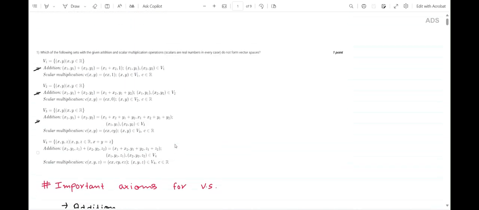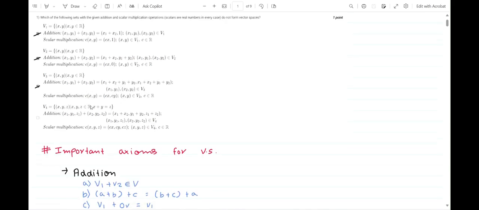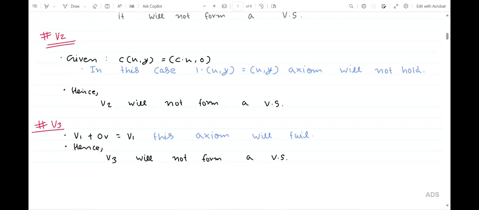Now we look at the second vector set, where V2 is equal to (x, y), such that x and y belong to real numbers, and the addition is given as (x1 plus x2, y1 plus y2), and the scalar multiplication is given as (cx, 0). In this vector set, the identity axiom will not hold. If we multiply any vector chosen from this vector set with 1, then as per the axiom it should be equal to the chosen vector, but here the y term will differ as it will become 0. Hence it is also not going to form a vector space.